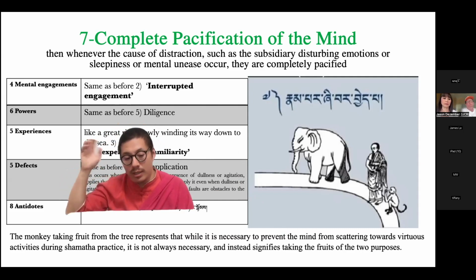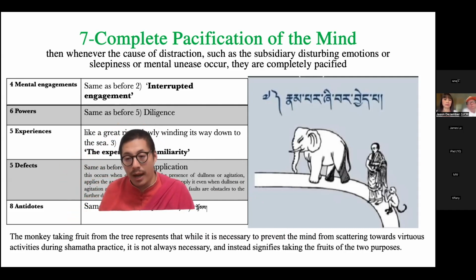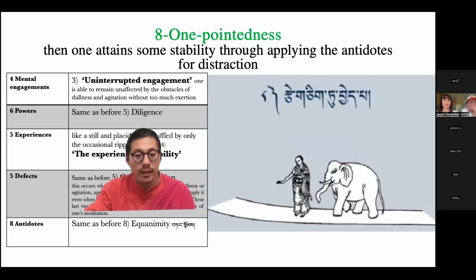Actually, normally we have to engage in virtuous practice and avoid non-virtuous actions, right? Negative activities. But here you shouldn't have negative, non-negative, or any kind of thoughts. So this is why we have this monkey plucking fruit from the trees. Now the eighth one is one-pointedness. So then one can attain some stability through applying the antidotes for distraction. You see in the picture that the elephant has completely transformed into white, and there's no monkey now and no rabbit, right? So distraction, dullness, agitation, subtle or coarse, all gone now.